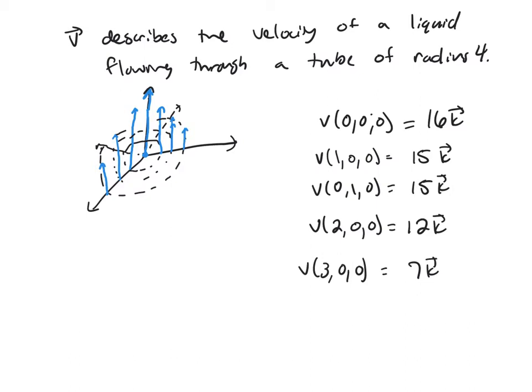And then finally, at the edge of the tube, a circle of radius 4, if I look at a circle of radius 4 here, you get 0k. So there are no vectors on the outside of the tube because there's no liquid flowing there. So in this vector field, all my vectors point vertically up the z-axis.